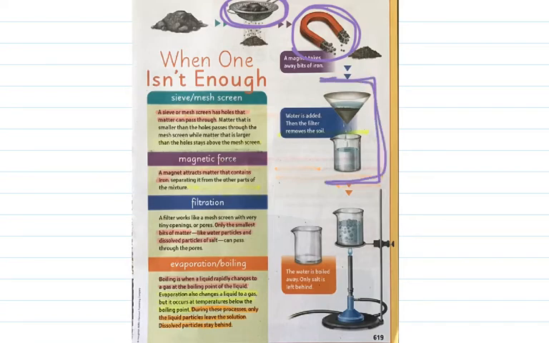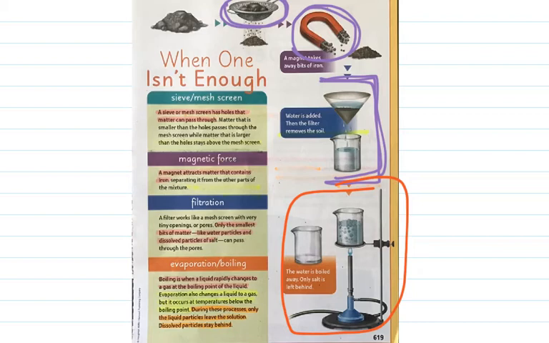Right here, people. Filtration. So, a filter works like a mesh screen with very tiny openings or pores. In pink highlighter, only the smallest bits of matter, like water particles and dissolved particles of salt, can pass through the pores. Okay? So, make sure you highlight in pink that part. Okay, evaporating and boiling. So, that is all what this is going on right here.